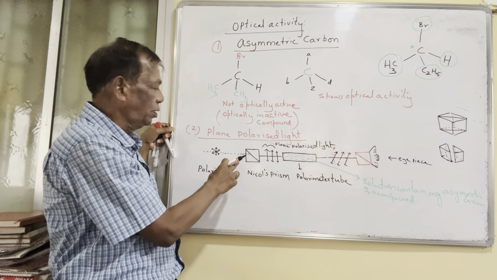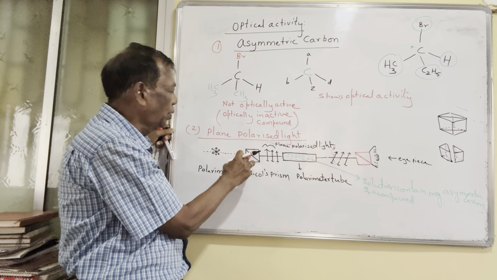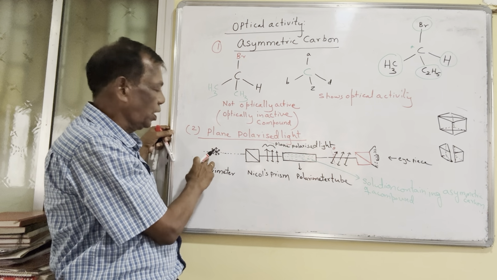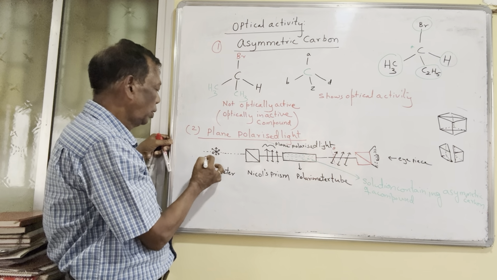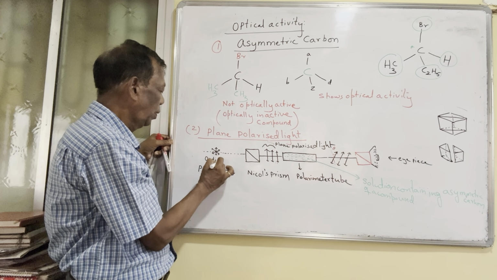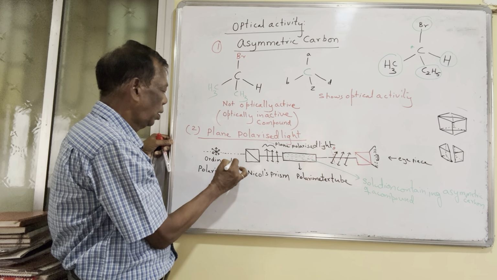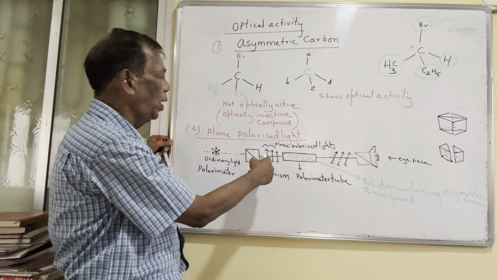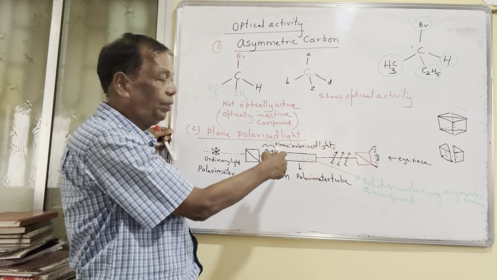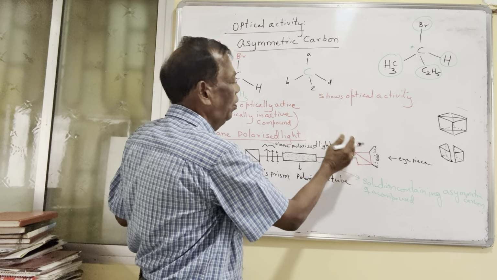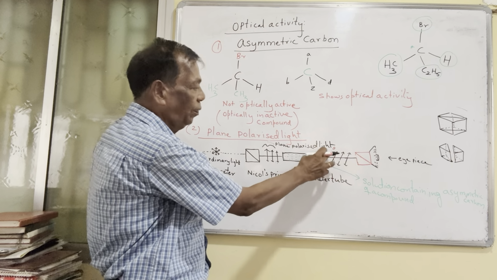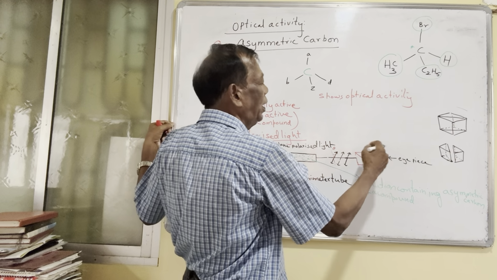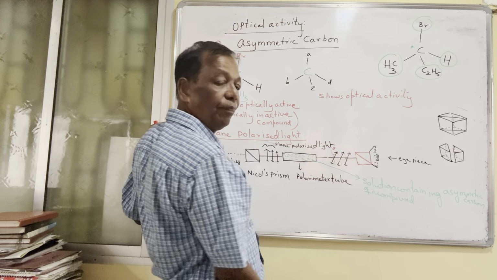See, again I'll repeat. This is the nickel prism. You are passing ordinary light through this nickel prism. This light is found to have vibration in only one plane. After that, the angle of rotation is seen here. Therefore, you will not see any light over here when you look from the side.